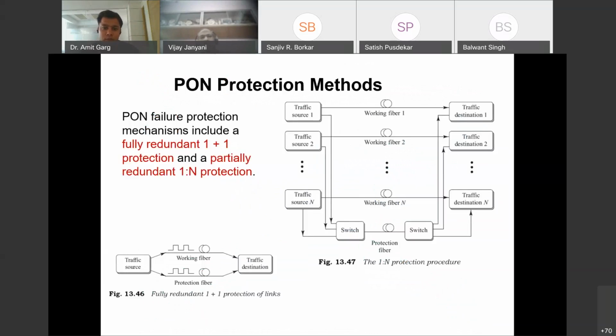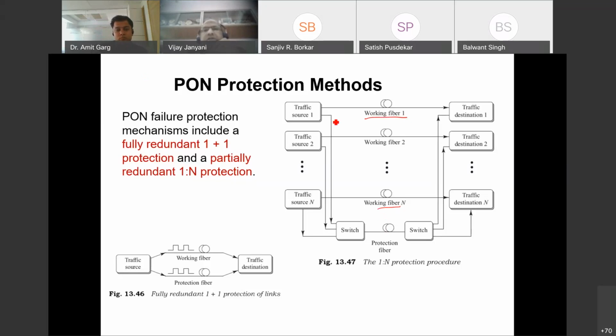Now, when you see the connections in PON, there are also methods or ways of protection or redundancy, because sometimes you have to make an arrangement so that if there is some problem or cut in the fiber for any reason, you may transfer your data or load from one working fiber to another working fiber.